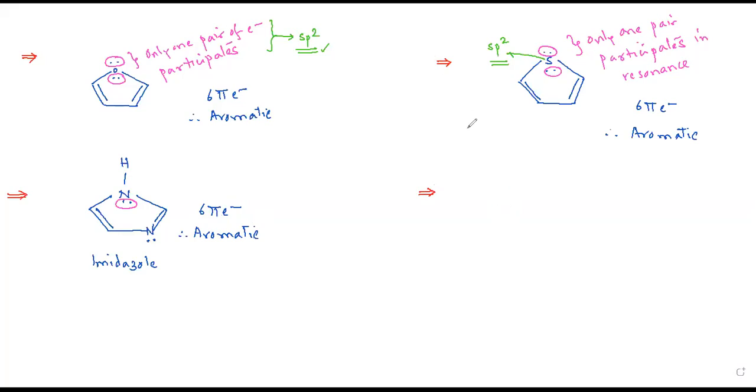Next. So look at this. See, in this case, if we consider this, we can say that it is anti-aromatic, isn't it? It has only 4 pi electrons.